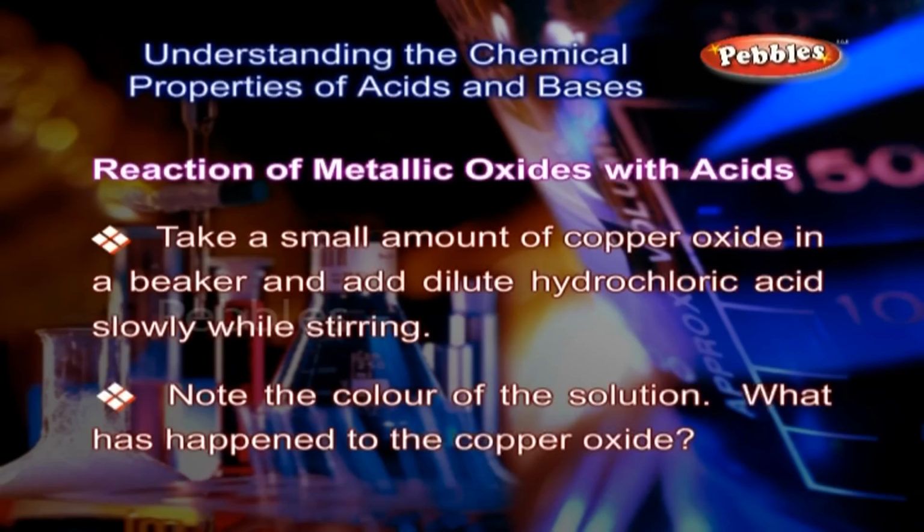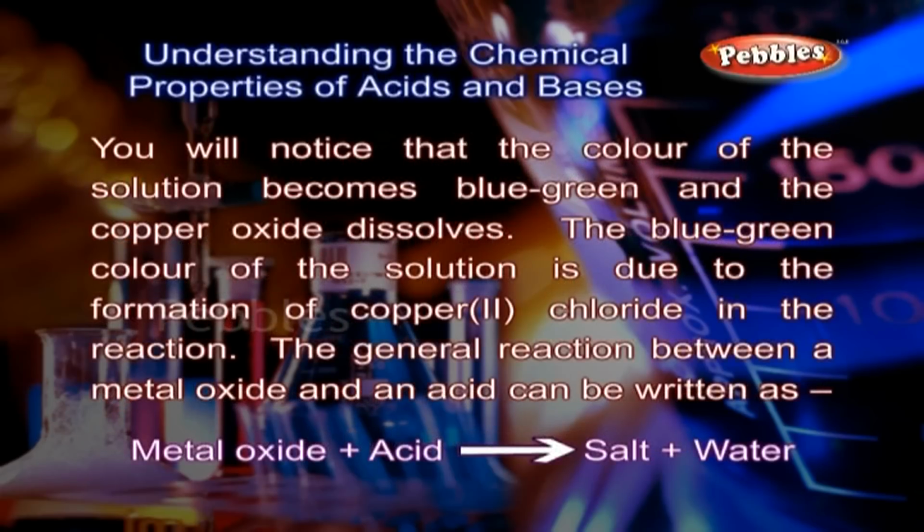Reaction of metallic oxides with acids. Take a small amount of copper oxide in a beaker and add dilute hydrochloric acid slowly while stirring. Note the color of the solution. What has happened to the copper oxide? You will notice that the color of the solution becomes blue-green and the copper oxide dissolves. The blue-green color of the solution is due to the formation of copper(II) chloride in the reaction. The general reaction between a metal oxide and an acid can be written as metal oxide plus acid gives salt plus water.